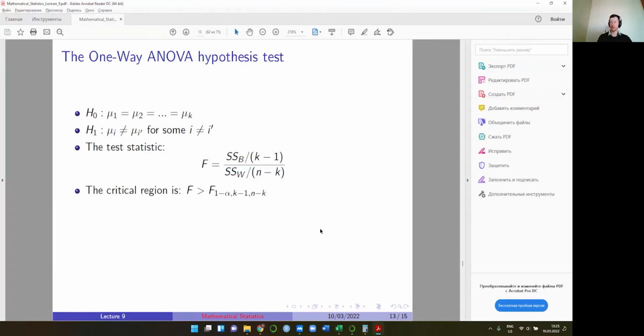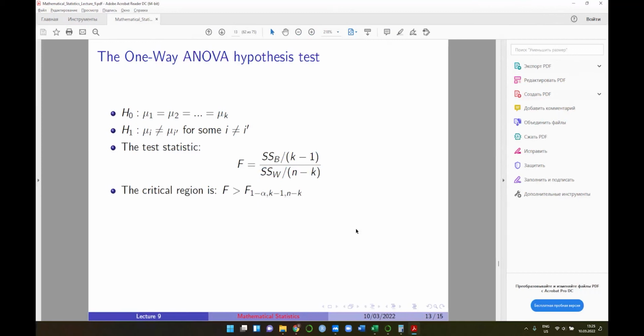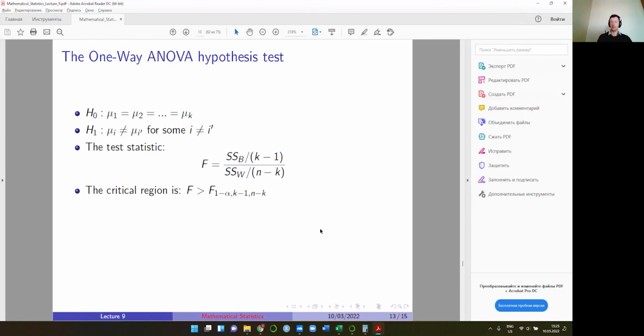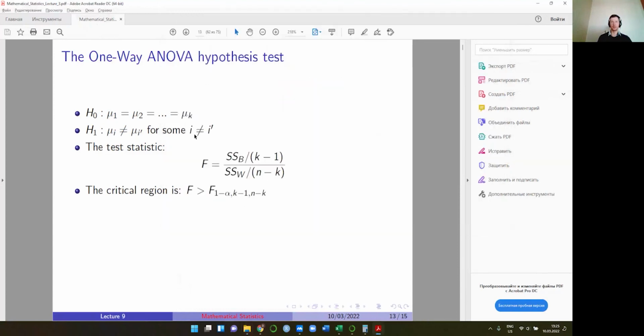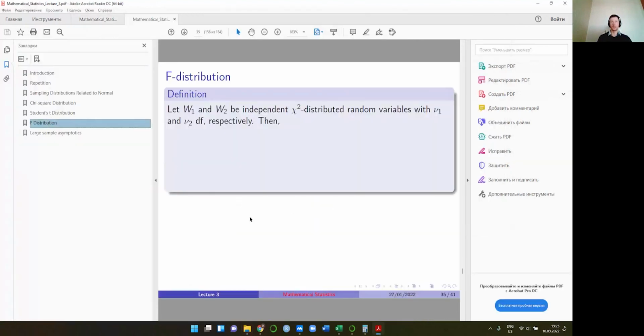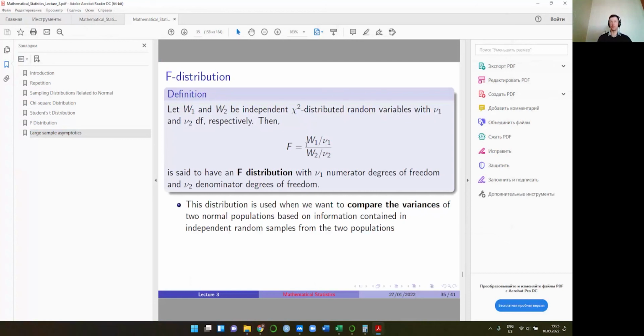So the critical region. What is the F statistic? What is the definition of the F statistic? It was in lecture number 3, I guess. What is the F distribution? If you have two variables that are chi-square distributed and we divide them by their degrees of freedom, then we have the F statistic, right?